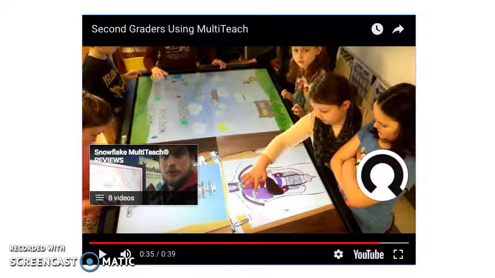So as you can see, the screen can be split up into at most 4 different screens. So you can differentiate the levels of what your students are doing or what actual projects they are working on.